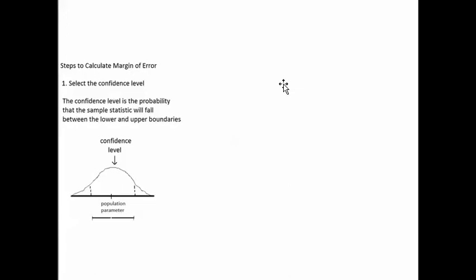So these are the steps to calculate the margin of error. First, you have to select a confidence level. The confidence level is the probability that the sample statistic falls between the lower and upper boundaries. The confidence level is just the probability that we've been talking about. It's the probability that the sample statistic will fall between the lower and upper boundaries. So the first step in calculating the margin of error is actually picking what you want the confidence level to be.